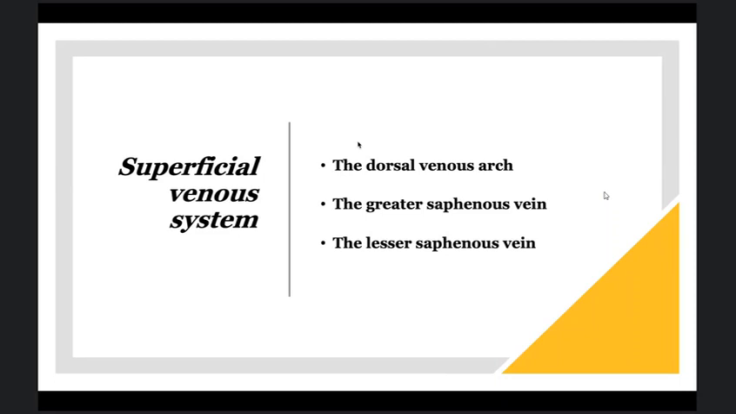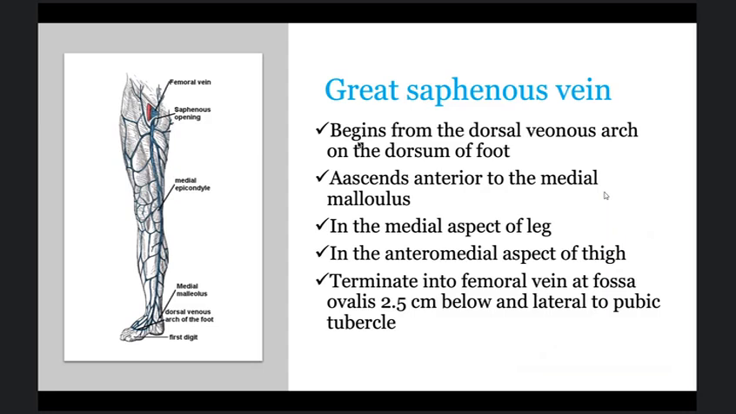The superficial venous system is composed of dorsal venous arch, greater saphenous vein, and lesser saphenous vein. Now, the great saphenous vein, which is very, very important because it's a common site of varicose veins. The great saphenous vein begins as a medial continuation of the dorsal venous arch on the dorsum of the foot.